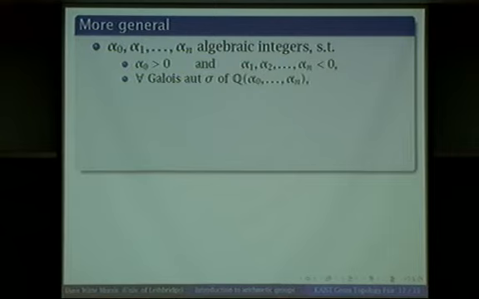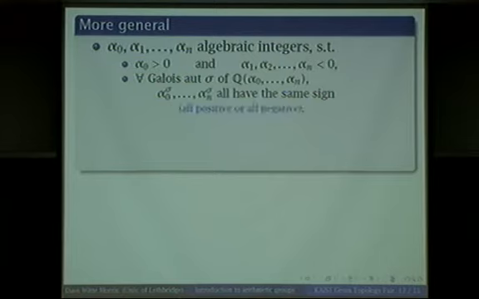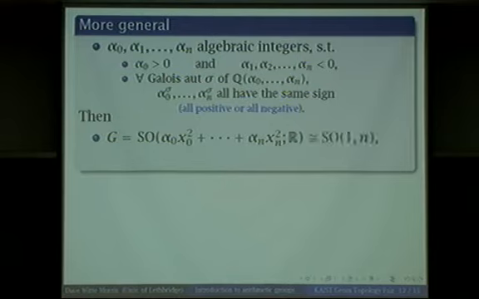So let's assume that for every Galois automorphism of the field containing all of these alphas, when you apply that to each alpha, either everybody is positive or everybody's negative. Last time we had everybody be positive, but it'd be the same. If everybody's negative, you've also got a negative definite form that's anisotropic. That's the crucial thing. If you're in this situation, which generalizes what I just did, then the corresponding orthogonal group looks like, in this case, alpha naught is positive, everybody else is negative, so this is SO(1,n).